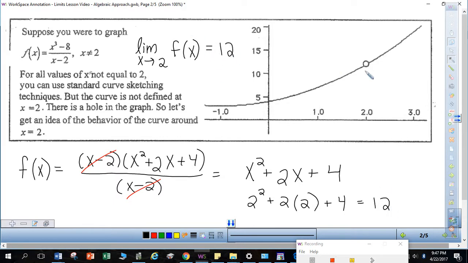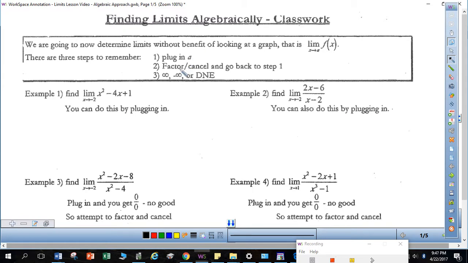And we can see that on the graph. It looks like the y value is at 12, and this was also the one that we plugged into our calculator. And remember, we saw, sure enough, the y values were getting closer and closer to 12 on either side. The last possibility is that the limit could be equal to infinity, negative infinity, or perhaps not exist at all. We will talk more about that third option here in a few minutes. The first 4 examples, we will be able to use steps 1 and 2.